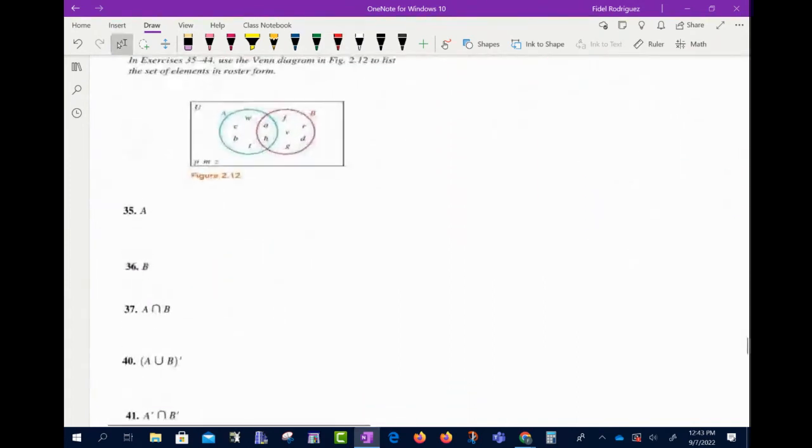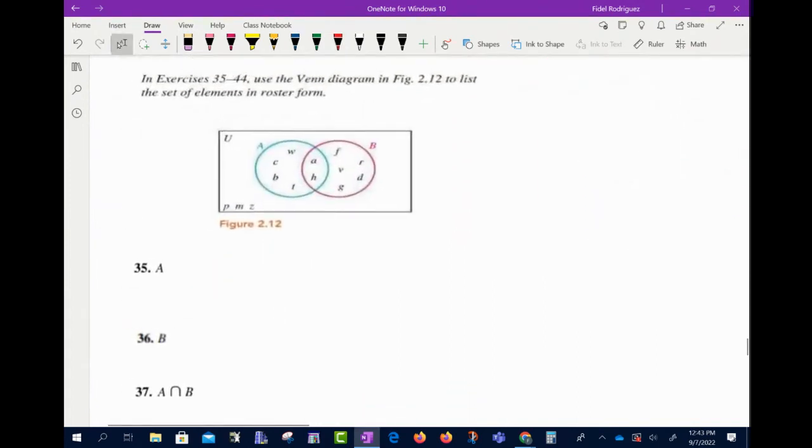So what I'm going to do here, y'all, for this next problem, is we're going to use this Venn diagram, that picture right there, to list the set of elements in roster form. All roster form means is to write out the letters that are going to be in the set A. So in this case, all I want to know is, what letters are inside the circle of A?